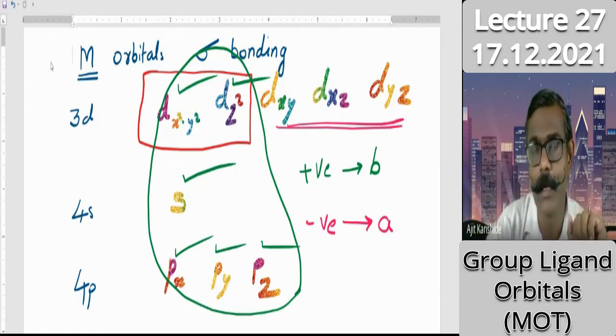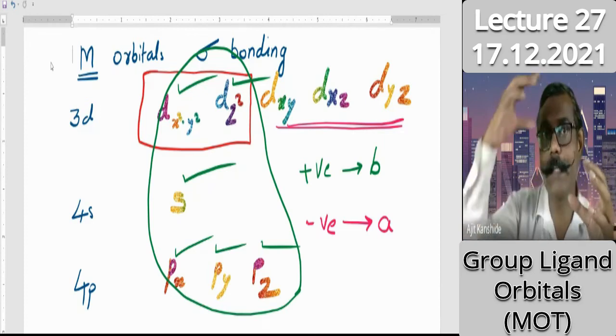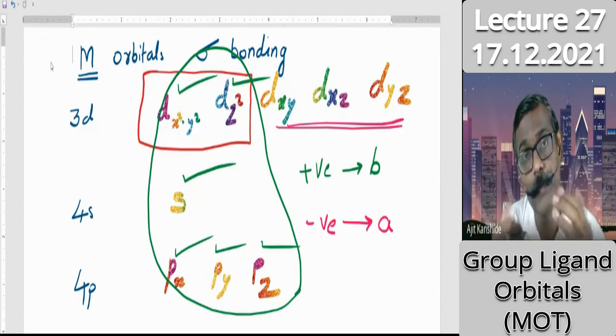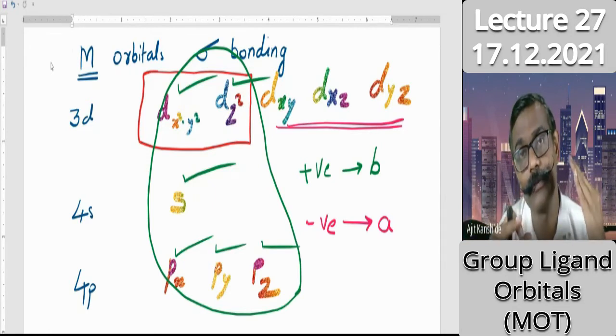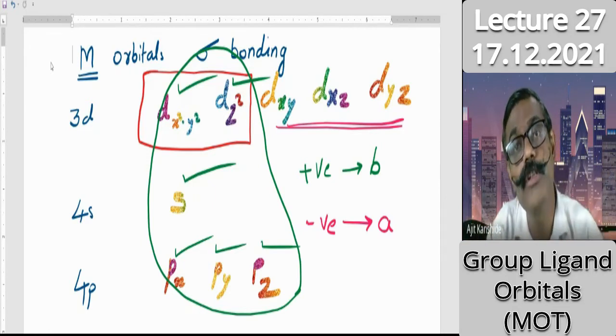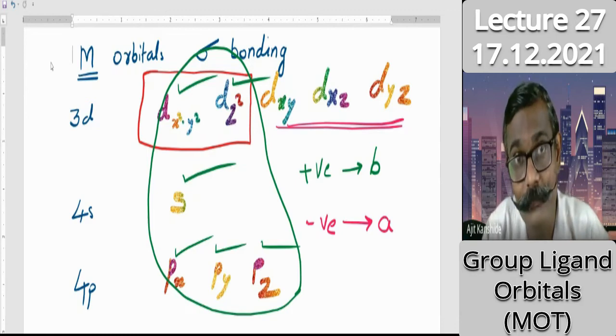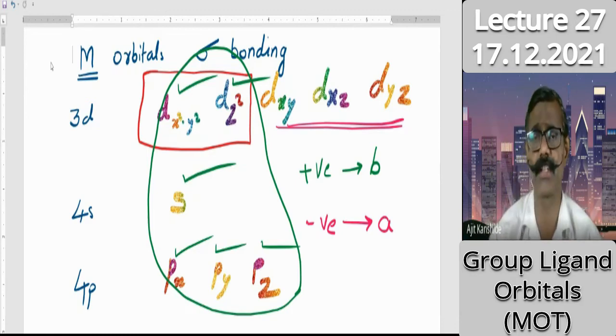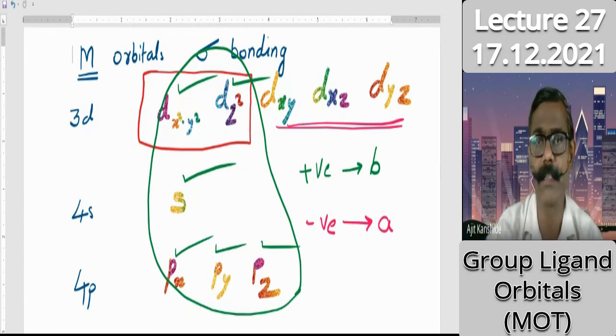So zero interaction. Another possibility is that on one side there is a positive interaction and on the other side there is a negative interaction in the same interaction: 50% positive, 50% negative. So the net interaction will be zero. It doesn't mean no interaction. Interaction is there, but equal positive and equal negative. In such cases also, non-bonding orbitals may be possible.